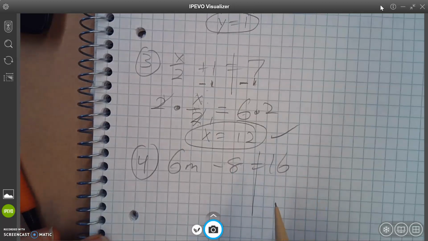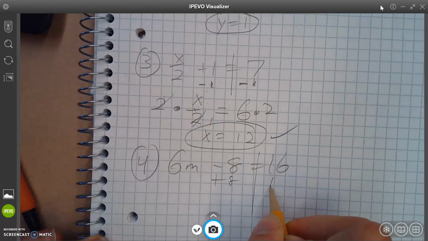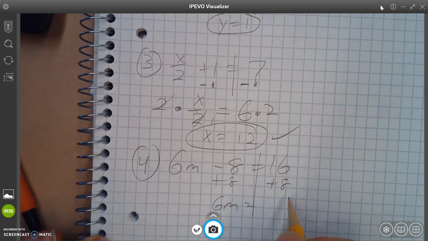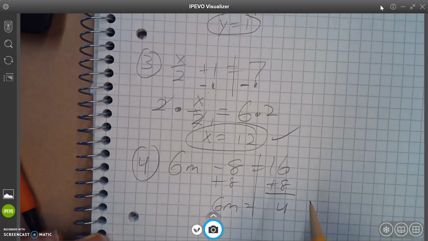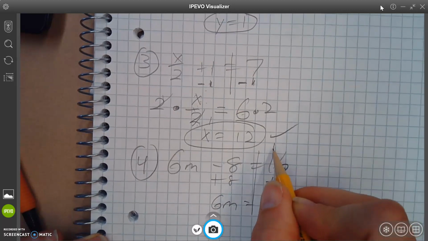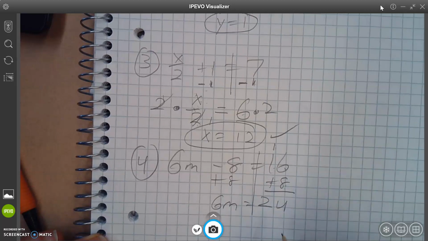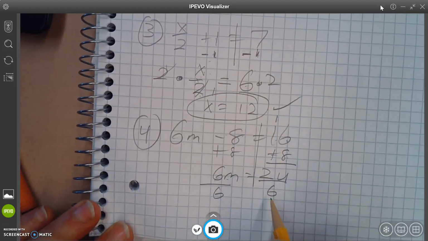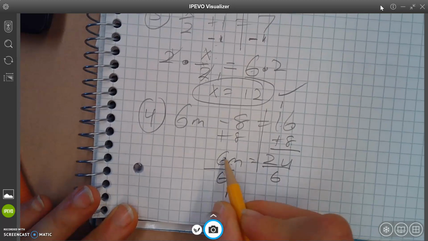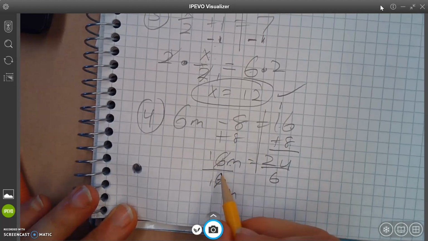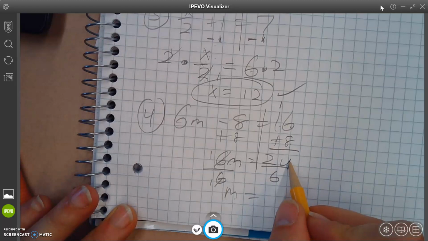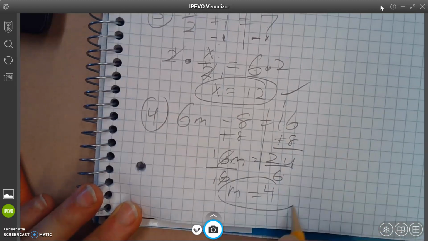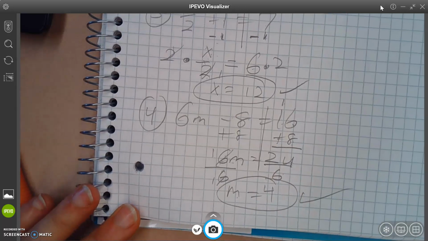All right, let's see what we got. So add 8 to both sides. 6m equals 16 plus 8. 8 plus 6 is 14. Bump the 1 to the tens place. 1 plus 1 is 2, 24. Opposite of multiplication, division. 6 divided by 6 is 1. 1 times m is m. 24 divided by 6. 6 times what is 24? Yeah, 4. Got it.